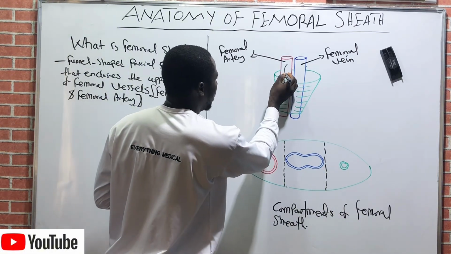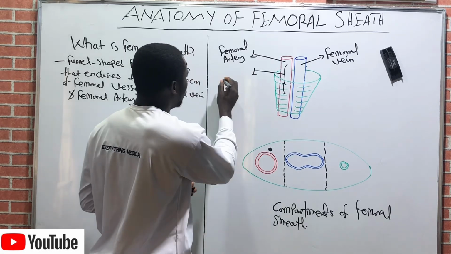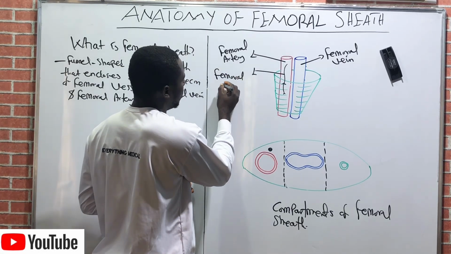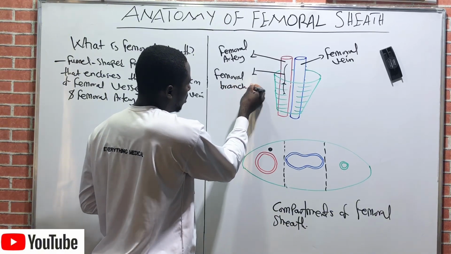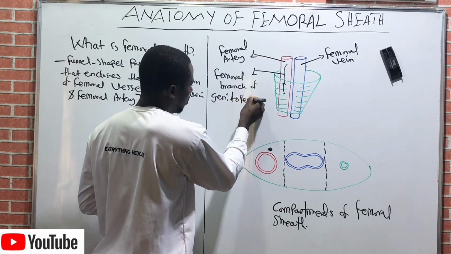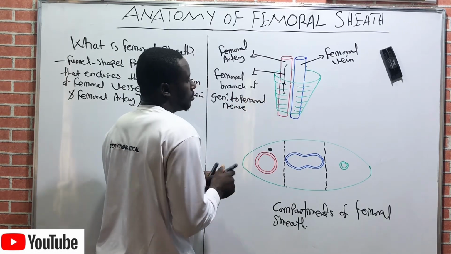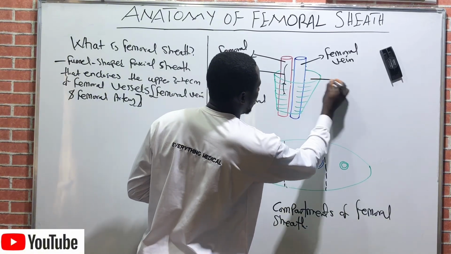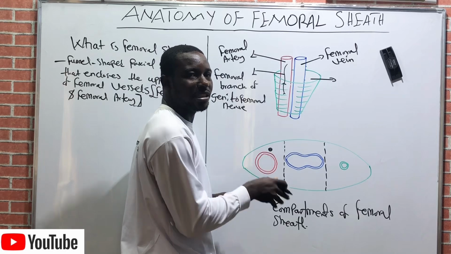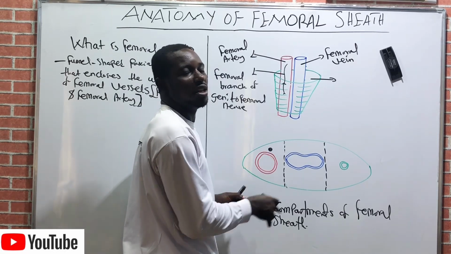This nerve right here is known as the femoral branch of genitofemoral nerve. Femoral branch of genitofemoral nerve. Here becomes our femoral canal. That is why the medial compartment of the femoral sheath becomes the femoral canal.